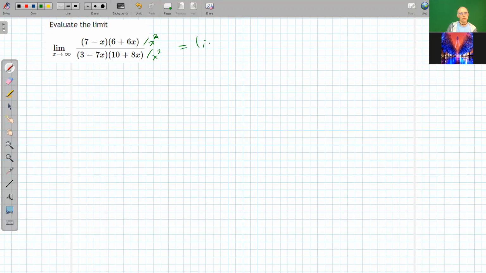So this becomes the limit as x goes to infinity. Alternatively, we could multiply it out, but I don't feel like doing that today. And again, I'm going to look at x squared as x times x, and then I'm going to divide this by one of those x's. So that's going to give me 7 over x minus x over x, which is 1. And then I'm going to take the other x from the x squared and divide it into this one, which is going to give me 6 over x. And then 6x over x is just 6.